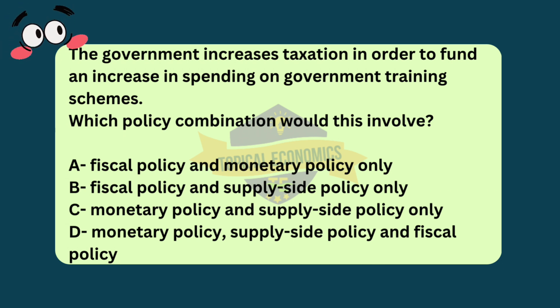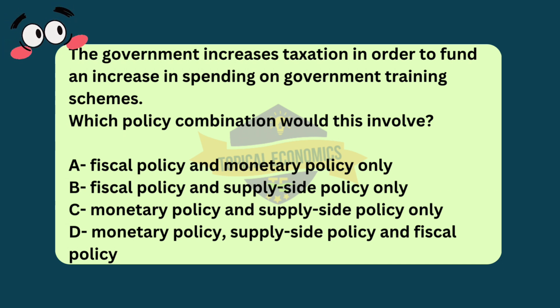There's no mention of monetary policy in the scenario, so this is not the right combination. Next, option C, monetary policy and supply-side policy only. Again, monetary policy isn't part of this scenario. The government is not altering interest rates or money supply, it's adjusting taxation and spending, which are fiscal policy actions. Lastly, option D, monetary policy, supply-side policy, and fiscal policy. While supply-side and fiscal policies are involved, there's no indication that monetary policy, interest rates or money supply management, is being used in this case.